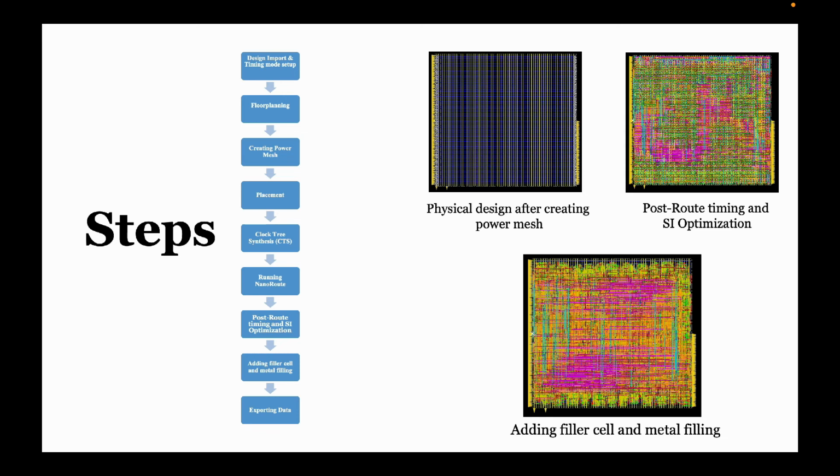After that comes creating the power mesh. To make sure of power uniformity throughout the design, separate power stripes for VDD and VSS need to be created in a higher metal layer. Then comes placement. Now we need to place the standard cells in the design and optimize placement. The tool optimizes cell placement, minimizing congestion and wire length.